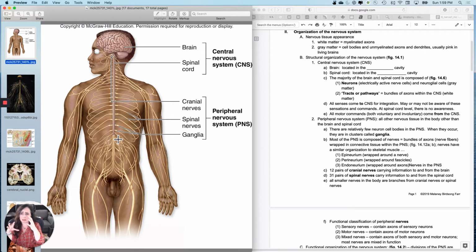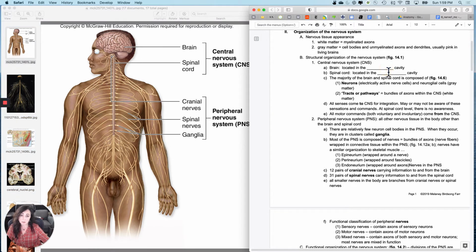But the brain and the spinal cord are really where all the information goes to and comes from. You may not be consciously aware of what's going on, but it's all going to and from your brain and your spinal cord. And of course, way back from the first set of notes, you know that the brain is located in which body cavity? It's the cranial cavity, and then the spinal cord is located in either the spinal or vertebral cavity. Either one of those is correct.